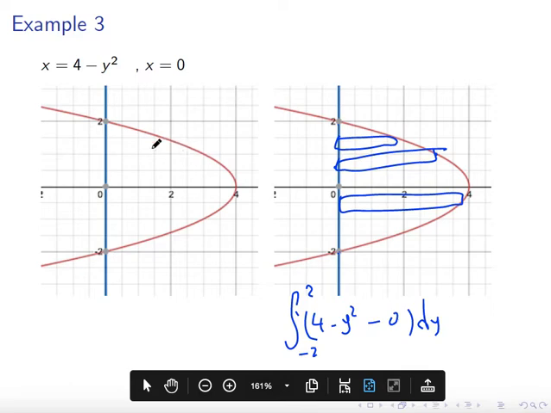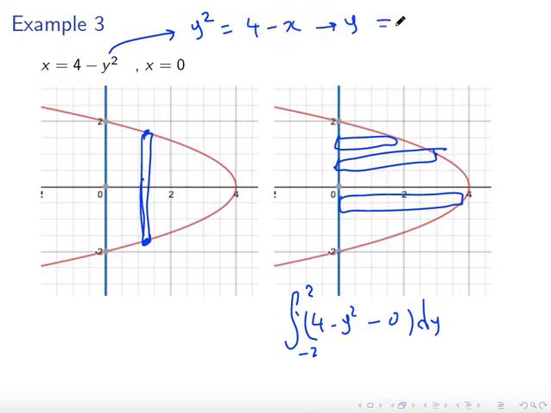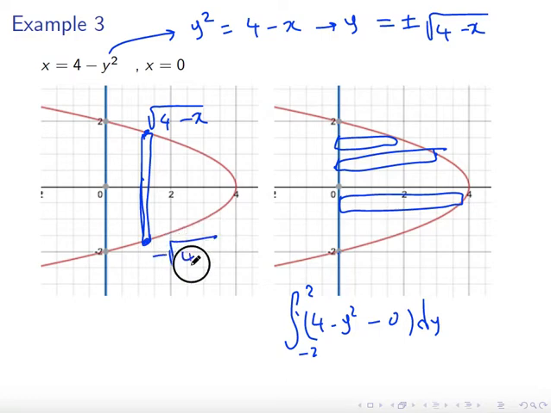But if we want to set this with respect to x, it's still possible. When you consider the vertical rectangles, you see one side of the rectangle is on the top branch of the curve, and the other side of it is on the bottom branch of the curve. So here, if we solve for y, we will get y squared equals 4 minus x, and this means y equals plus or minus the square root of 4 minus x. The top one is the square root of 4 minus x, and the bottom one is minus the square root of 4 minus x.